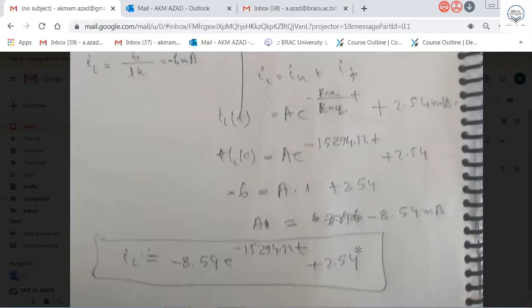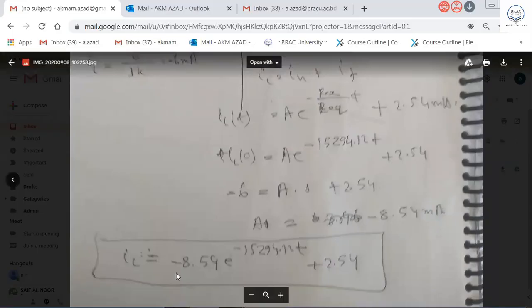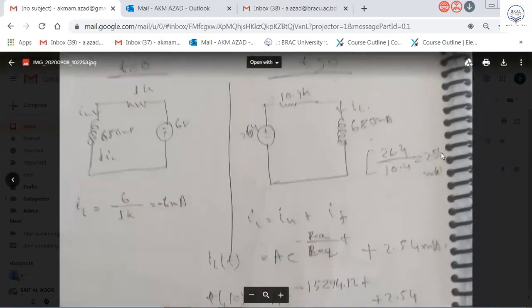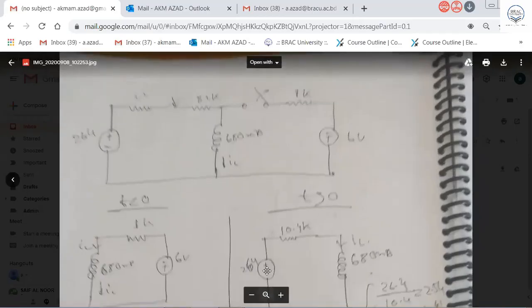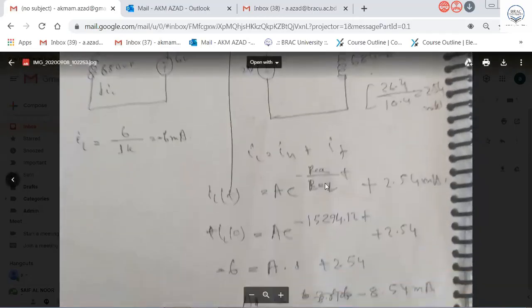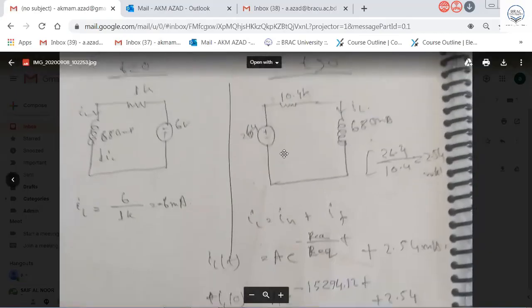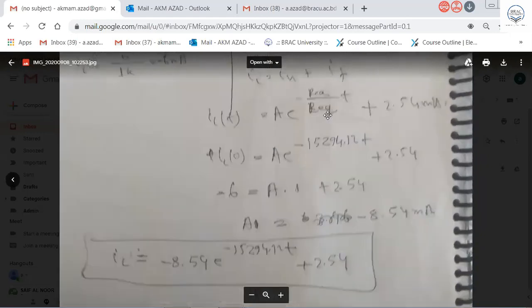Okay, good. 8.54. So he got the equation, the IL equation is like that, and he got the time constant. What is that time constant he got? Where is the time constant calculation? Here, R equivalent by L equivalent. He found this calculation from R by L. Okay, I think everybody knows that. So it is a very simple thing.